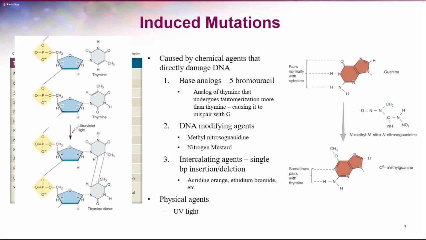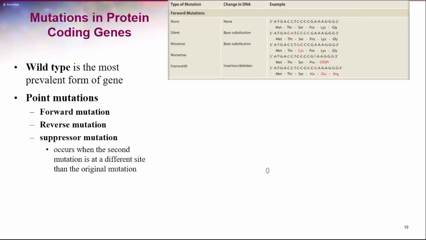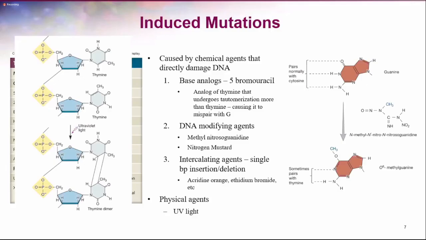So UV agents can be used as well, but you have to be very careful with the exposure time, just so that you have this occur at a very, very small rate within cells. Now, we're going to come back and talk about how cells may have the potential to go back and correct these mutations.